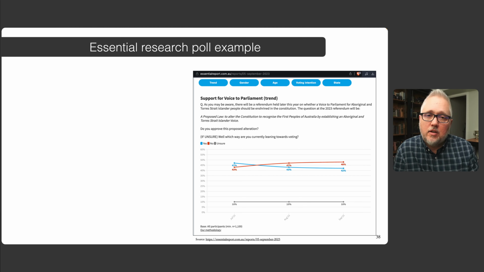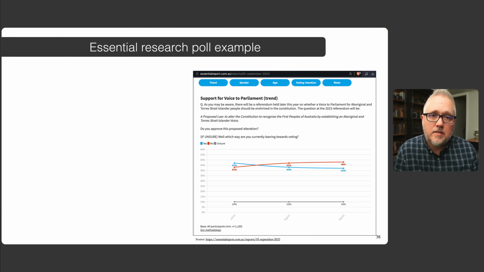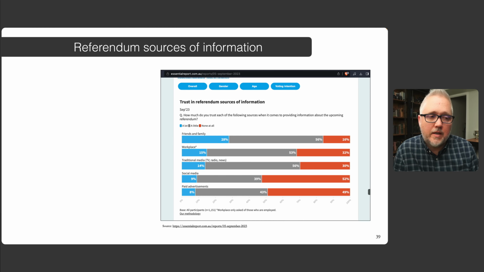But you can go to their website and look at how the poll breaks down supporting the voice or not by a whole bunch of different factors, including gender, age, voting intention, as well as where people live within the country. And what you can see is that the red line, the no vote, passed over the yes line in August, and it stayed above there since. And there's a bunch of other information available on their website as well.